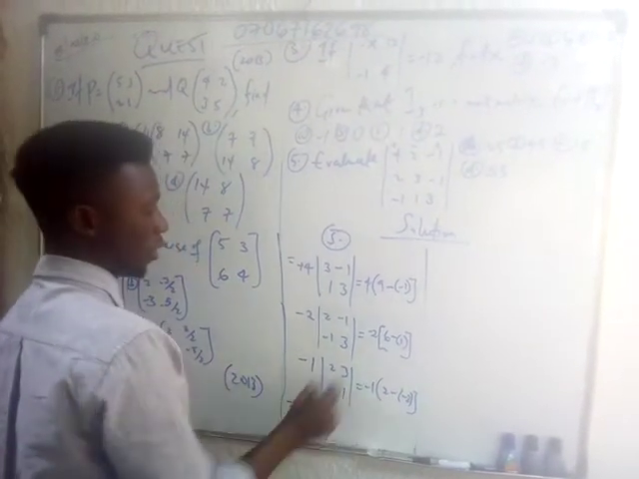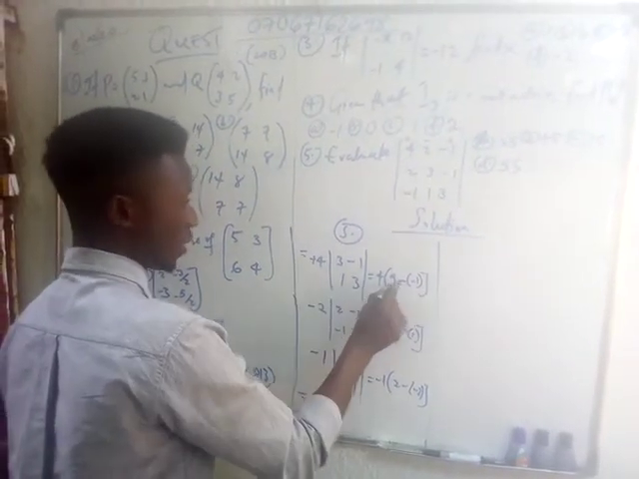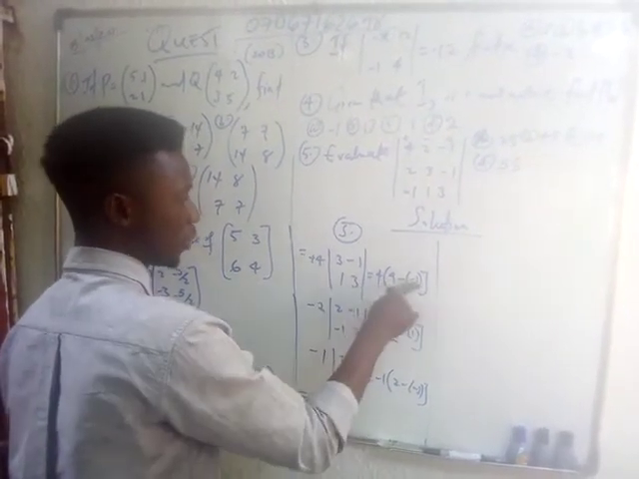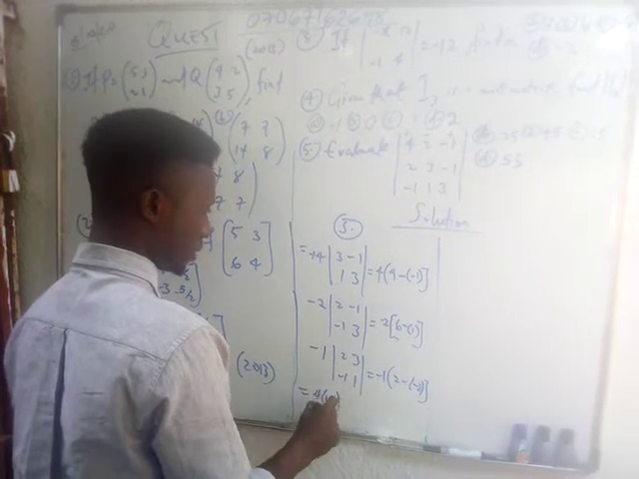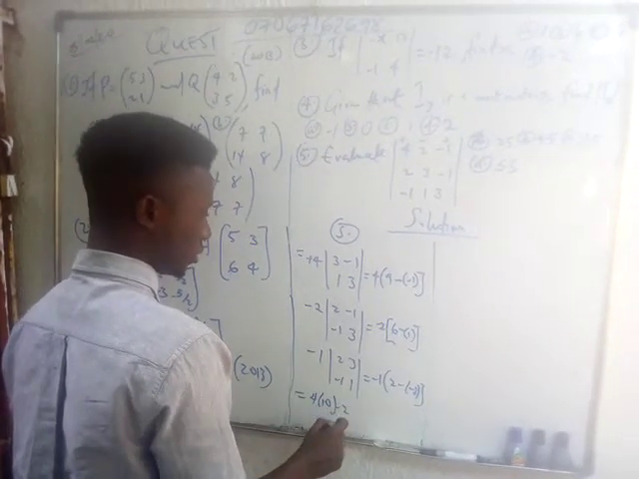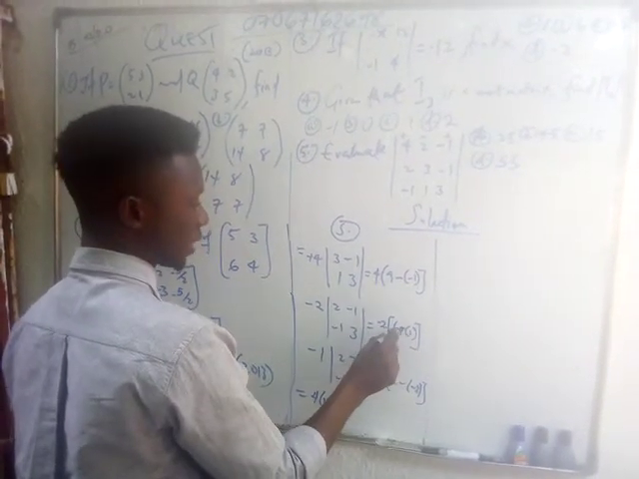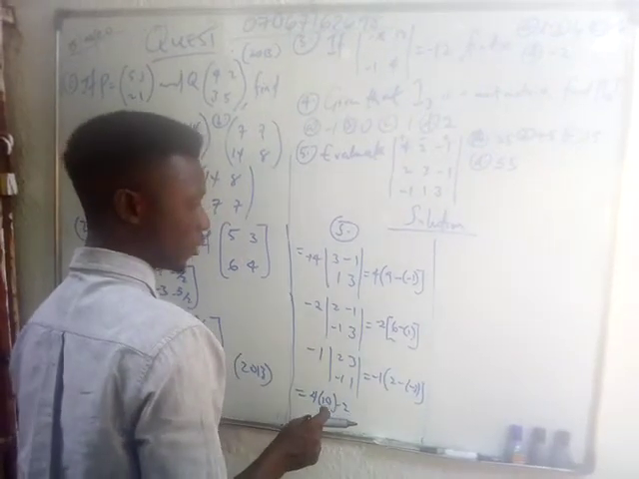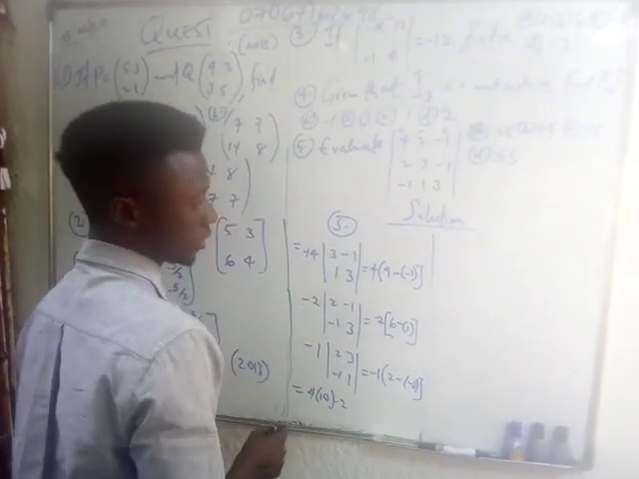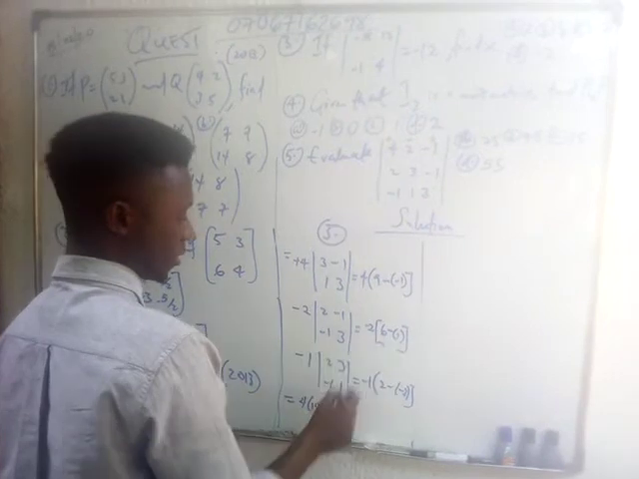So you now solve all. Here you have 4, minus times minus is 1, 9 plus 1, 10. Then minus 2. Open the bracket, minus times 1 is minus 1, 6 minus 1 is 5. Then you have 5.